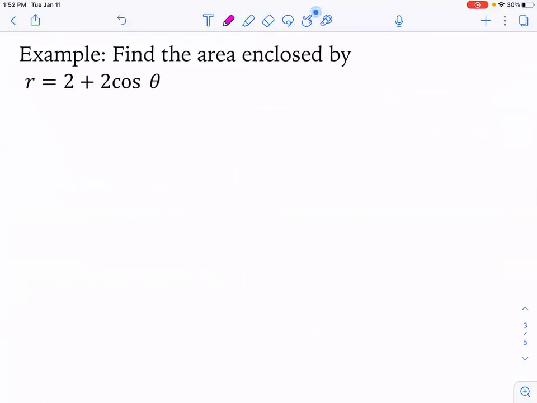All right, we're going to find the area enclosed by 2 + 2 cosine theta. Andre, what sort of graph is this?